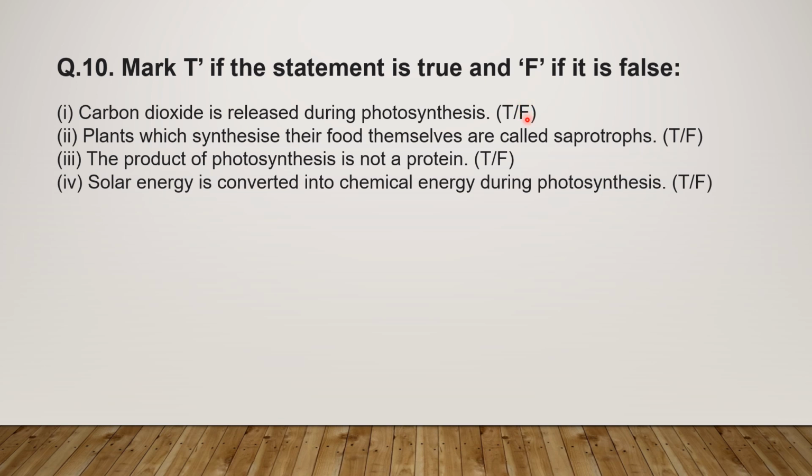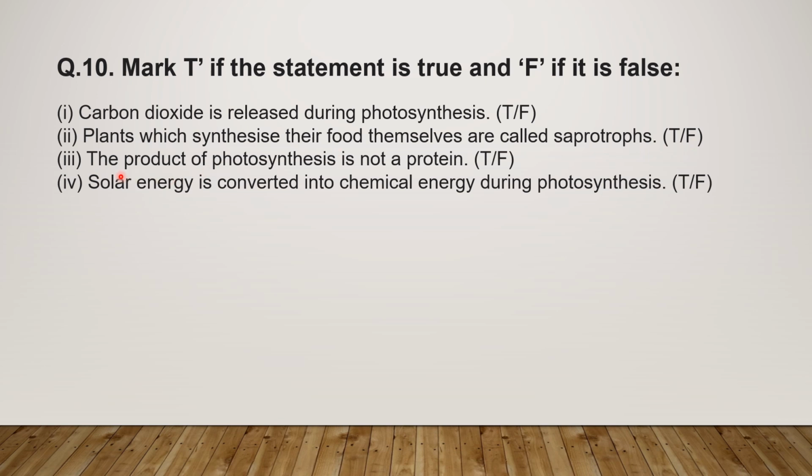Second statement. Plants which synthesize their food themselves are called saprotrophs. That statement is also false, because plants which synthesize their food themselves are called autotrophs. And what are saprotrophs? Saprotrophs get food from dead and decaying matter, like mushrooms. So that second statement is also false.